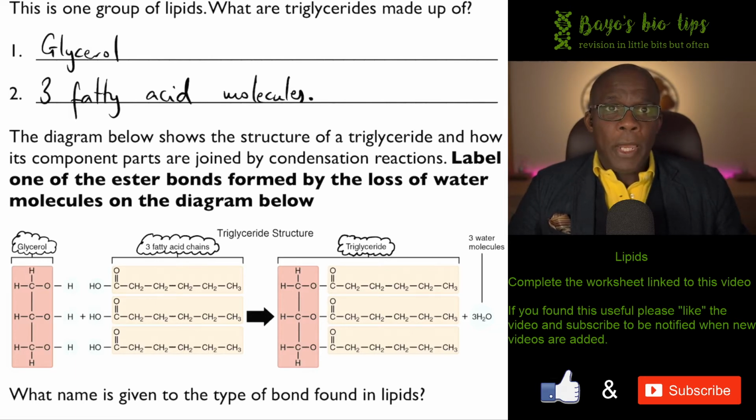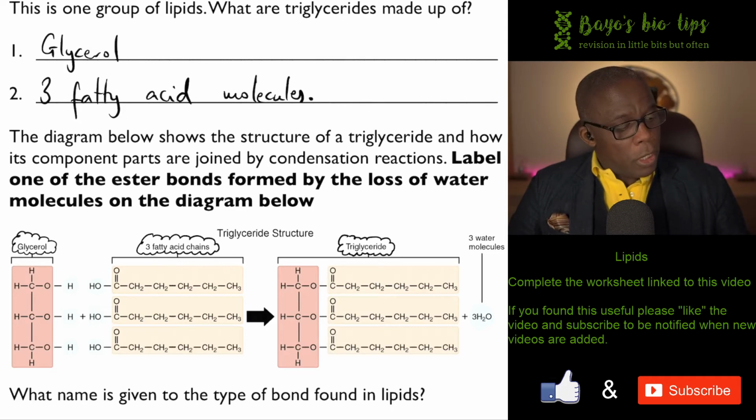And in order to make the bonds between the glycerol molecules and the fatty acid molecules, you lose water molecules. And if you remember from our look at carbohydrates, that would be an example of a condensation reaction because water is given off when the bond is made. And it says label one of the ester bonds formed by the loss of water molecules on the diagram. So you might want to pause now and see if you can do that.